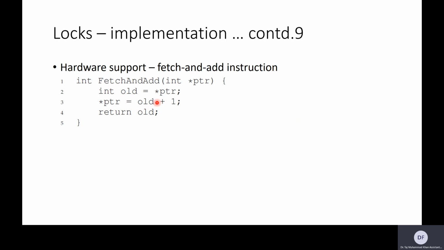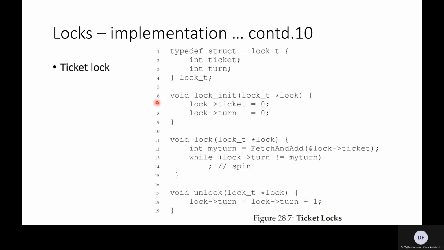So how do we implement locks using this fetch and add instruction? This implementation is slightly different. The lock structure contains two integers, one called ticket and the other called turn. When we initialize this lock, we initialize ticket and turn both to 0.